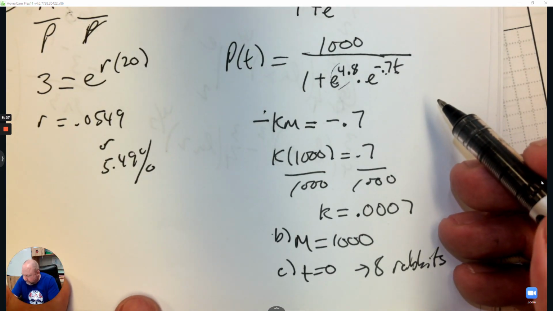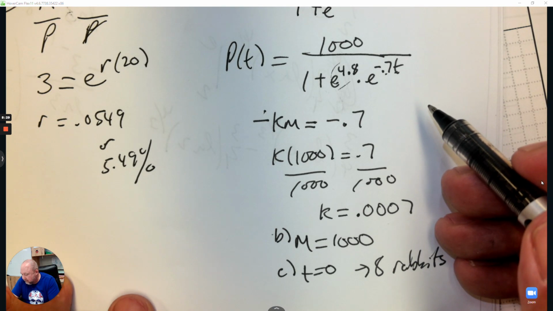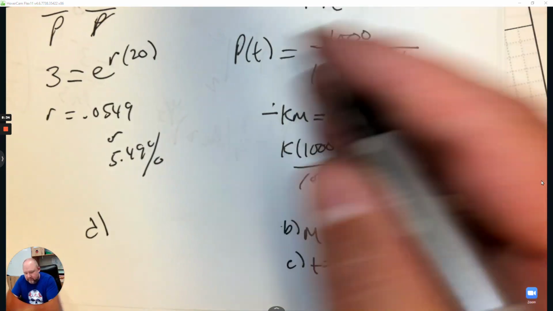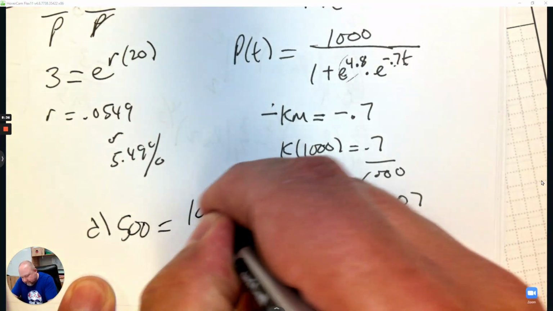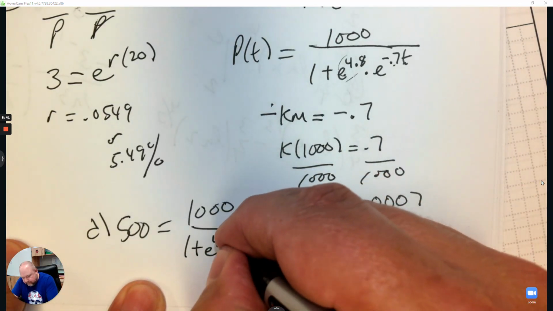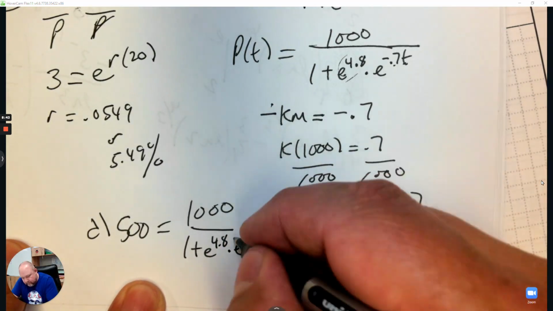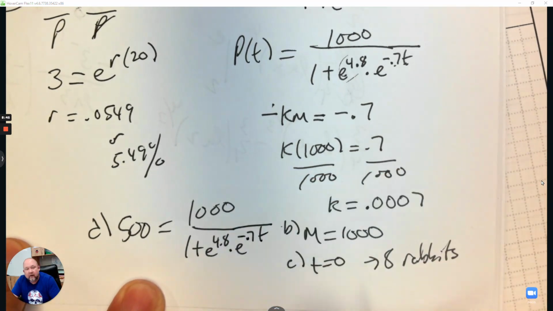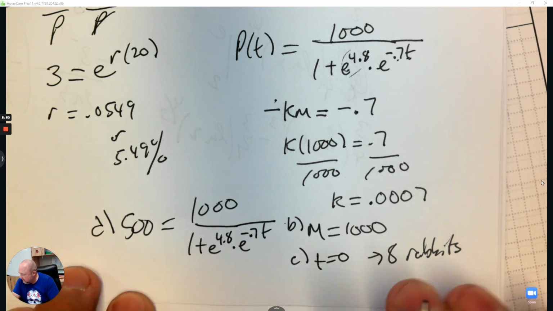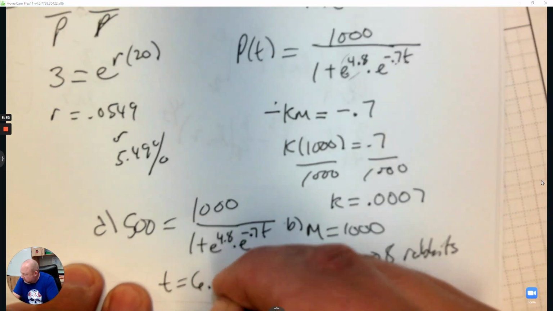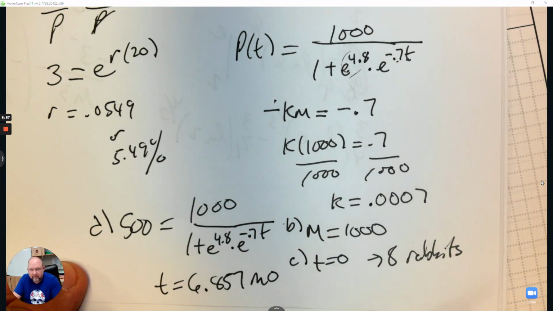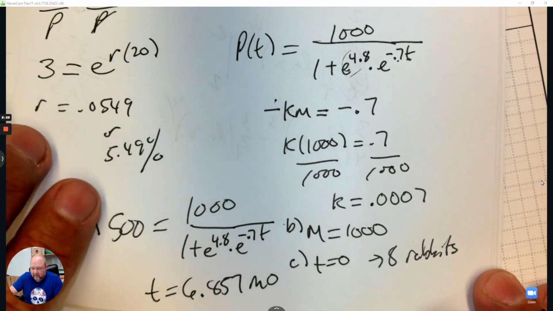D, and it says the time at which the population is growing the fastest. So halfway there, so you make it equal to 500. Again, you're going to use your calculator and solve. So use your calculator, type it all in, comma T, and solve it. And if you did it correct, it's about 6.857 months. It'll be halfway there, growing the fastest. All right, 35.